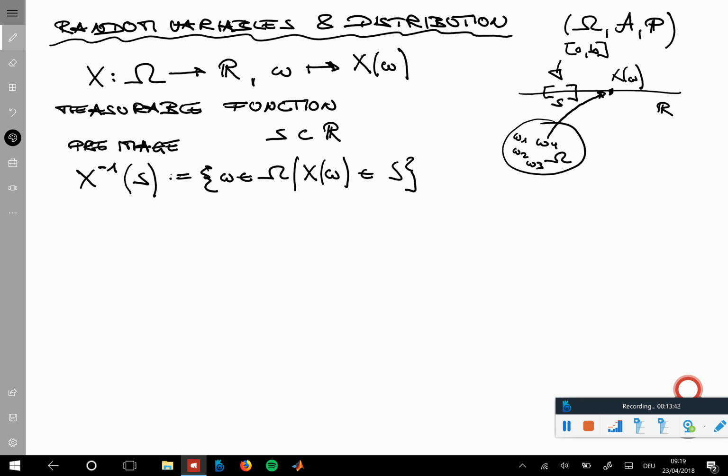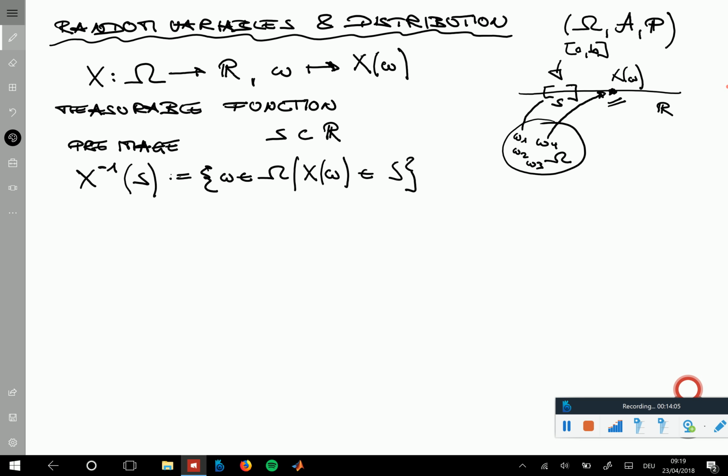Then we immediately see that this thing here and the associated omega, so omega 4, is not in the preimage of S, because omega 4 is mapped to this value here, which is not in the preimage. About these other omegas we don't know yet, because I haven't said anything about them.